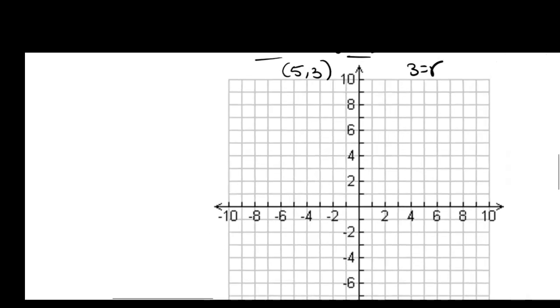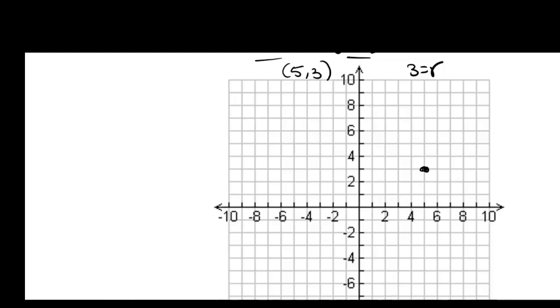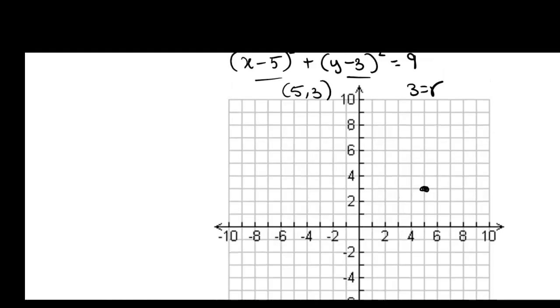So let's graph. The center will be here, and we will find 3 places in all 4 directions, and then we will just connect the dots. So here, here, here, and here. And if we connect the dots, that is our circle.